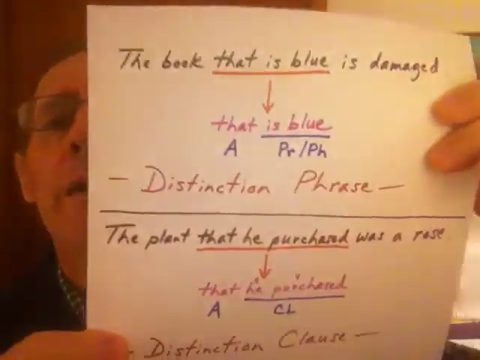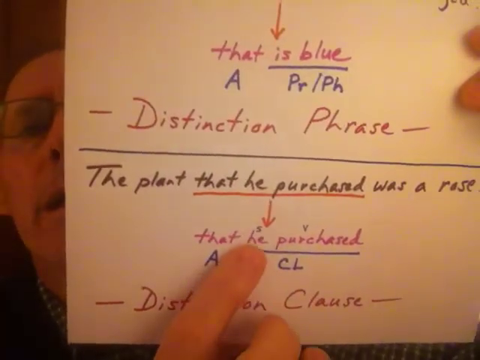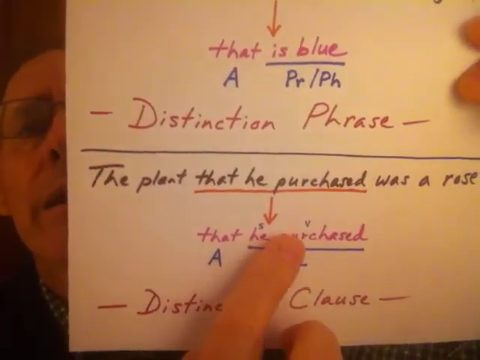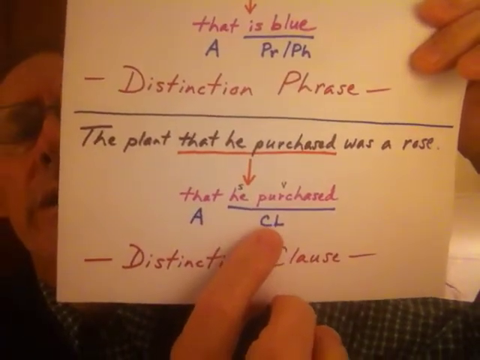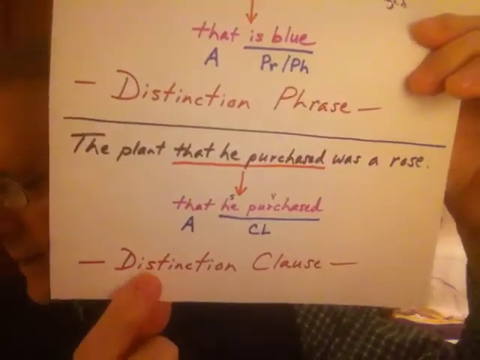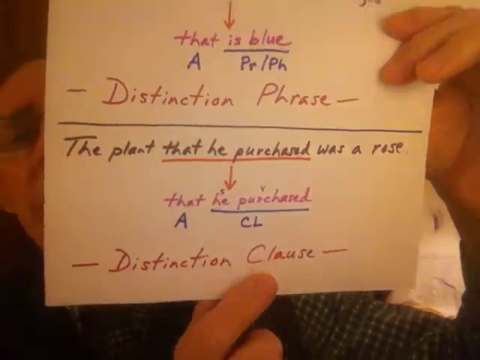Okay, genuine. So here we have a little subject there, a little verb, and you have an actual clause. It's a small clause. It's synthetic. It can't stand on its own. It's synthetic, but it's a clause. So we have a distinction clause.